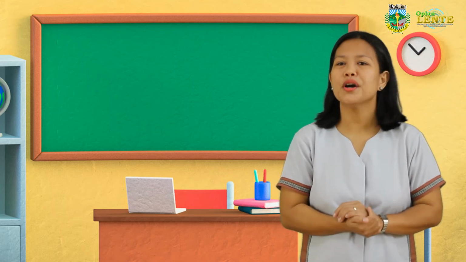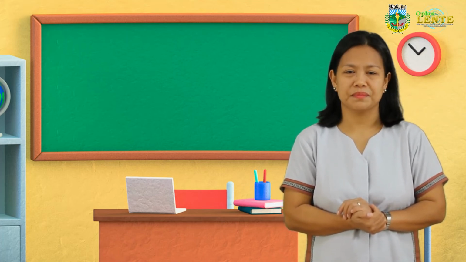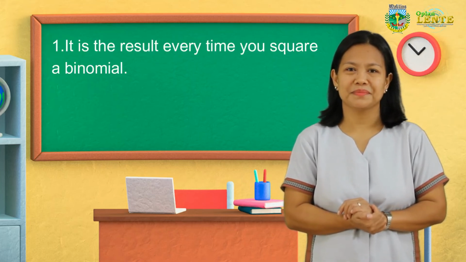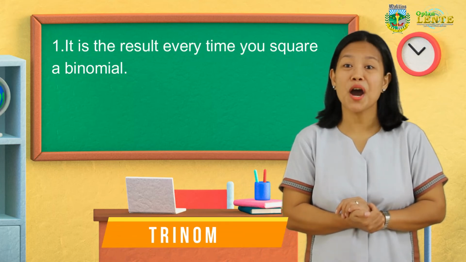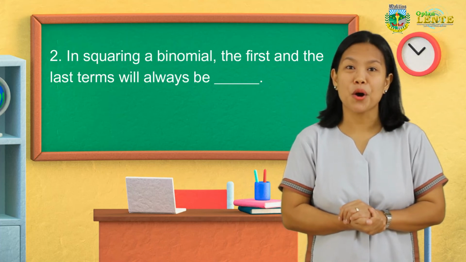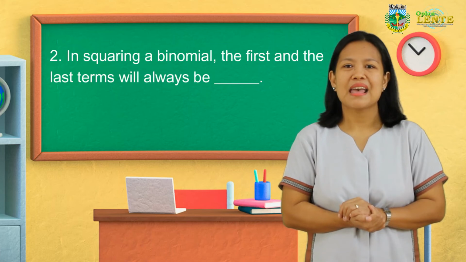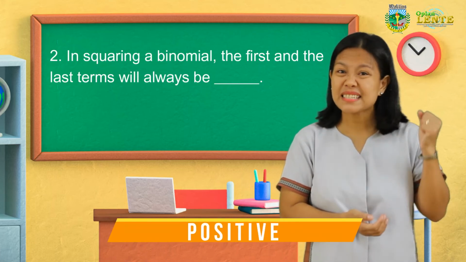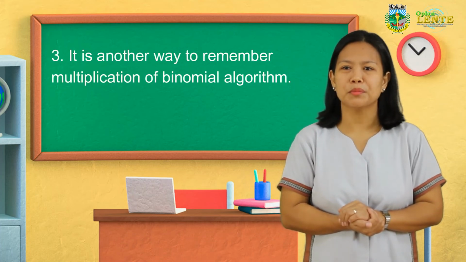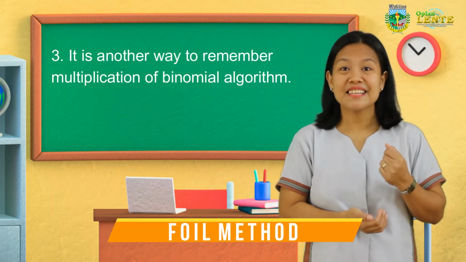Let's see how far you have learned from our topic today. Kindly answer the following in your answer sheet. For question number 1, what is the result every time you square a binomial? The answer is a trinomial. Very good! Next is, when squaring a binomial, the first and the last terms will always be blank. They will always be positive. That's great! Another one is, what is another way to remember the multiplication of binomials algorithm? Correct! The answer is FOIL.